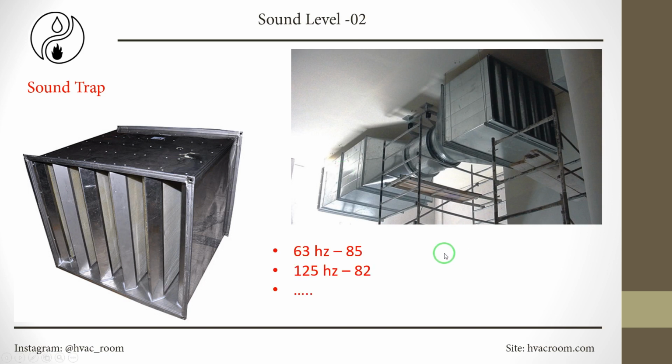For example, you are looking at the sound level data for an air handling unit, and at 63 Hertz we have 85 dB, at 125 Hertz we have 82, and so on. If you want to decrease these numbers by another 5 dB or another 10 dB, you've got to install one of these sound silencers, which is going to be installed on the supply duct or on the return duct. And based on how much pressure drop you are adding to the system and how big the unit is, you can reduce the dB, for example, from 85 to 80 or from 85 to 75.